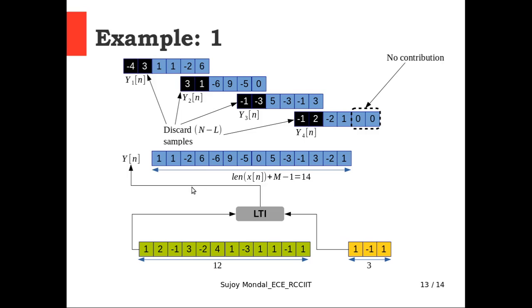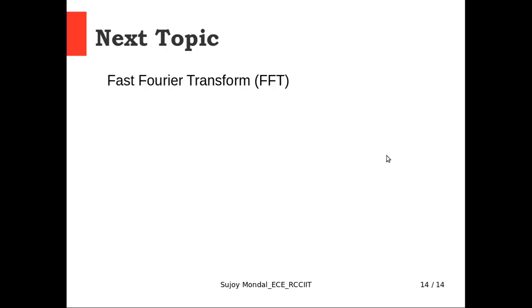If we check the number of samples in the final output, it equals the length of x, that is 12 plus 3, 15 minus 1, 14, and the sequence is exactly the same as what we achieved in case of OLA. You can verify it by applying linear convolution to these two sequences. You will get exactly the same sequence. Okay, so that's it. The next topic we will discuss is the fast Fourier transform algorithm.